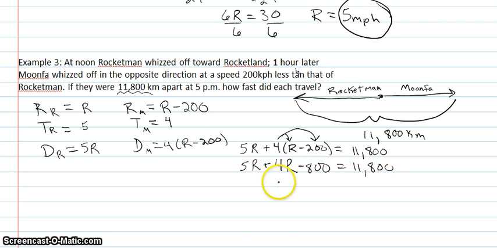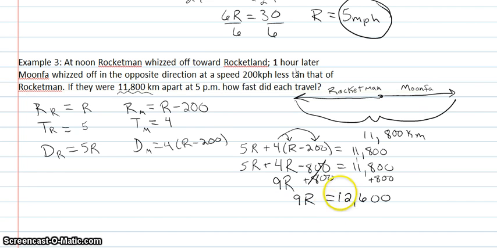Combine our like terms, which is 9R, and then add the 800. So it cancels here, but on the other side we're going to have 12,600 equals 9R. And then all we need to do is divide both sides by 9. So R equals 1,400.